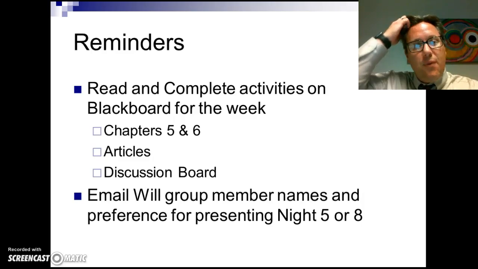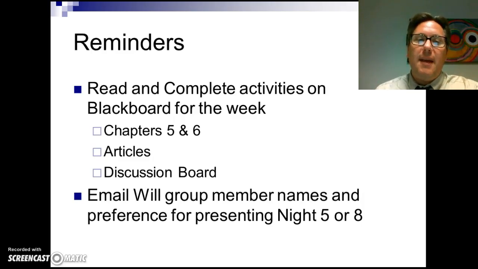So my reminders for week 3 are to complete all the activities on Blackboard for the week, reading chapters 5 and 6 and the articles available. Please work on that discussion board. It is a conversation of how you define or show your understanding of the 3 qualifications of budgets. That's done by the county offices of education, and what your school district's current qualification is for their budget.